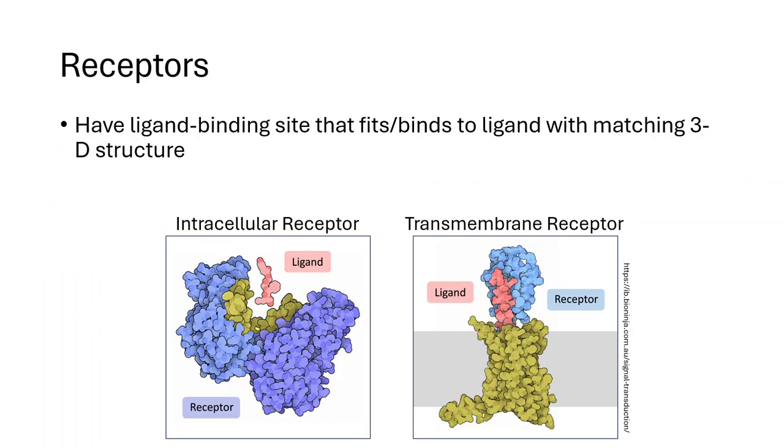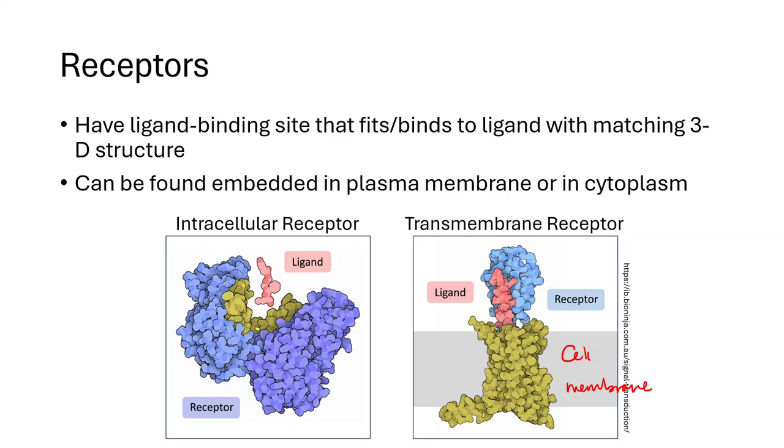Receptors are of two major types. You can have one that's inside of the cell, that's an intracellular receptor. You can also have a transmembrane receptor, which is in the cell membrane. This right here represents the cell membrane, so you can see that it's stuck through the cell membrane. And a receptor is going to fit with its ligand, kind of like an enzyme fits with the substrate. Very much a lock and key model with matching 3D structures.